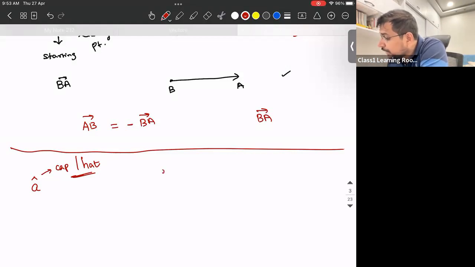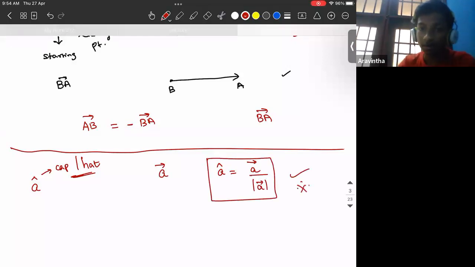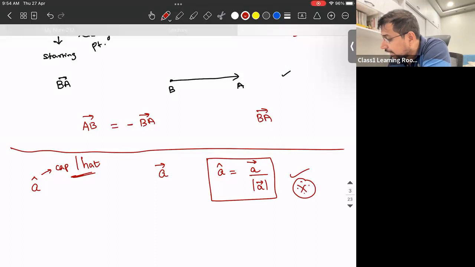Now, if I give you a vector A, A with a bar on top of it is the A vector. If I ask you to find the unit vector in the direction of the A vector, what will you do? A cap is equal to the A vector divided by the magnitude of A. This is the thing we solved in the previous class. That was the last thing.